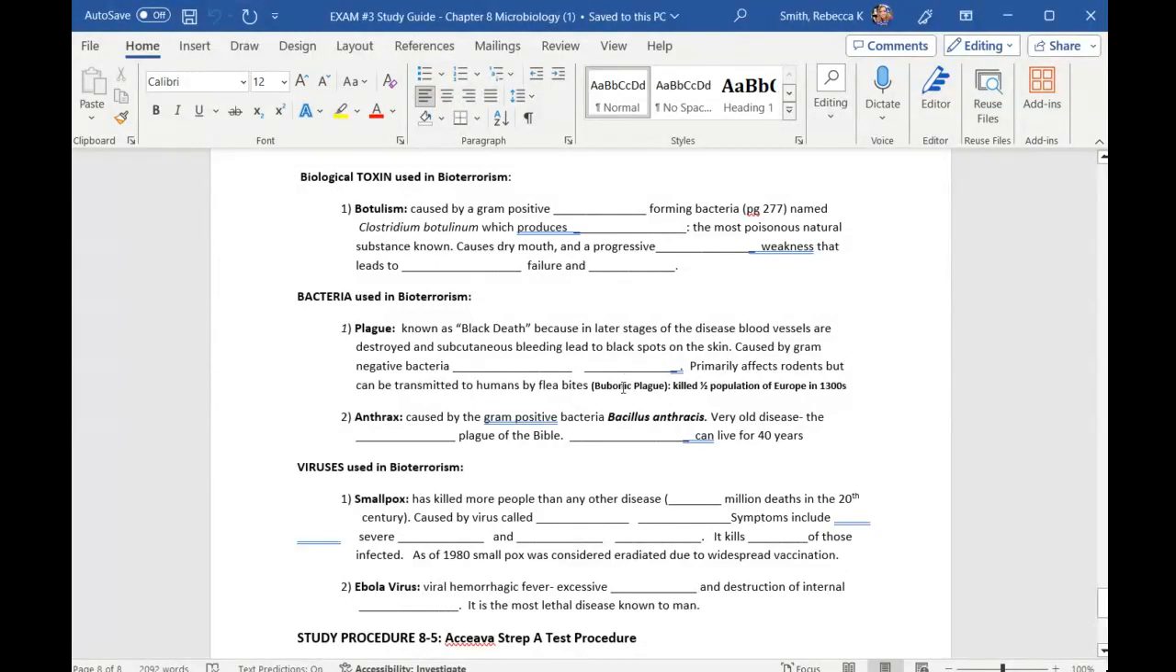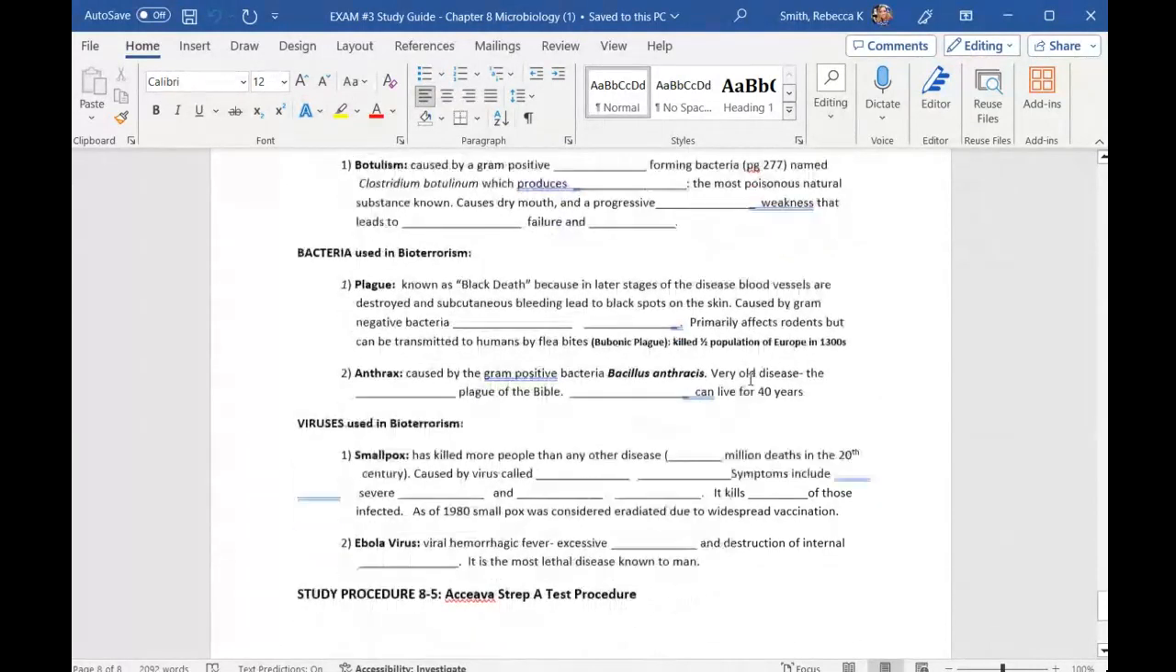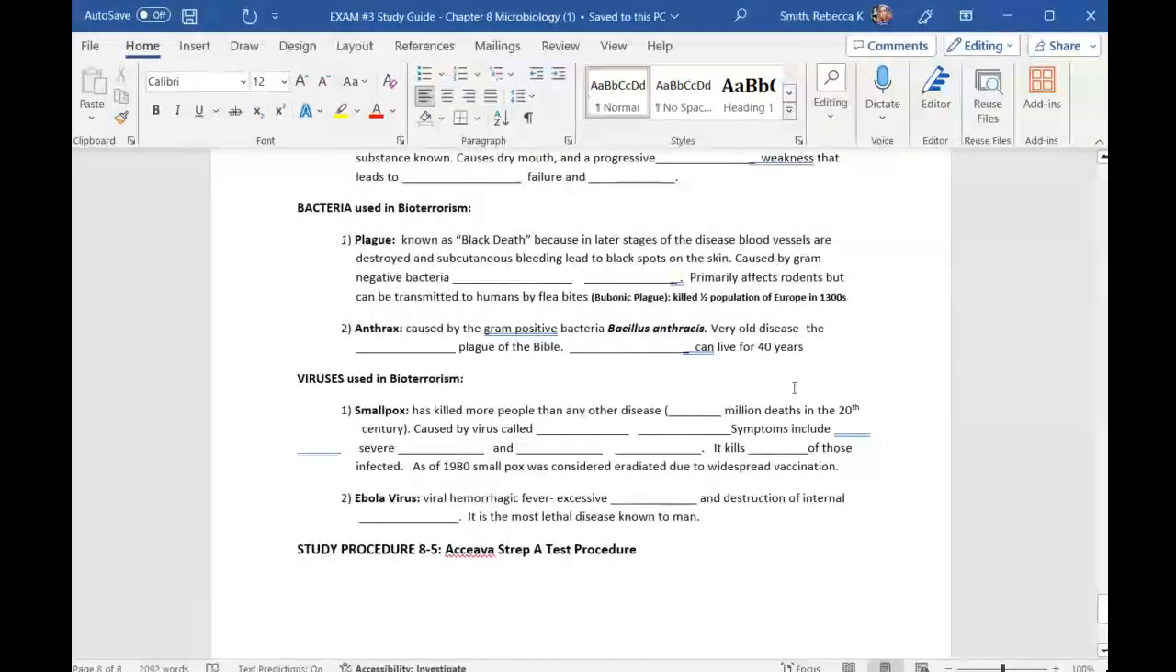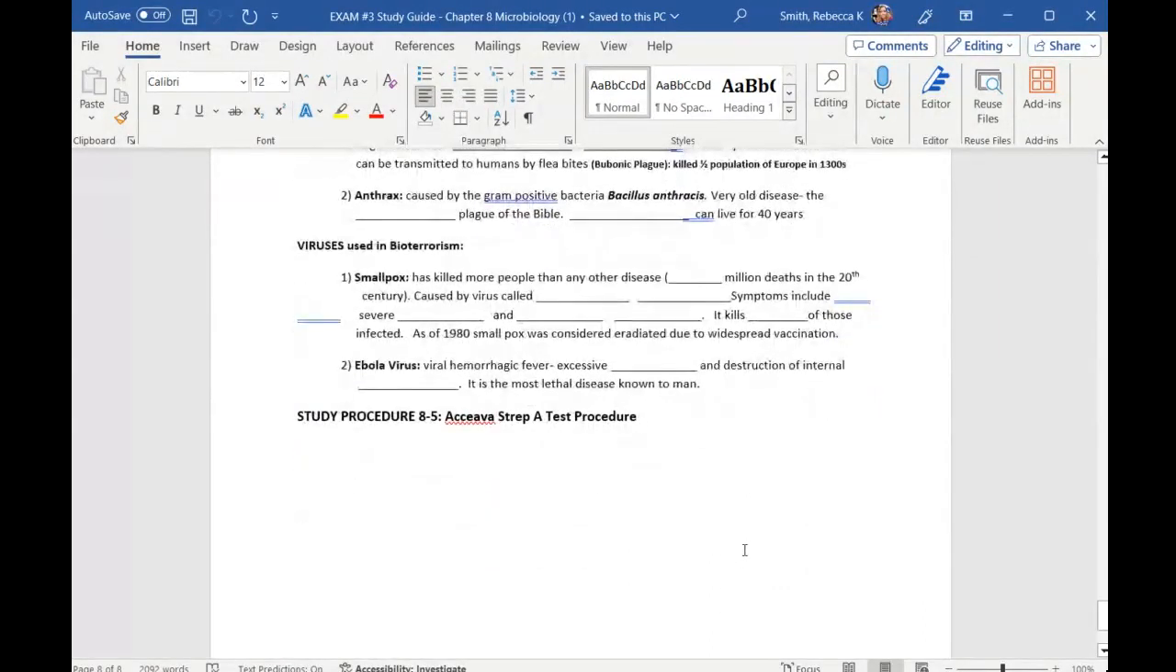Okay, we're getting there. So bacteria and bioterrorism, holy cow. The plague, Black Death, is caused by what? Yersinia pestis. Yep, that's a rodent one. Anthrax, Bacillus anthracis, very old. Causes what plague in the Bible? Is it the 5th? Yeah, they can live for 40 years just sitting. I said hundreds of years, but it says 40 here.